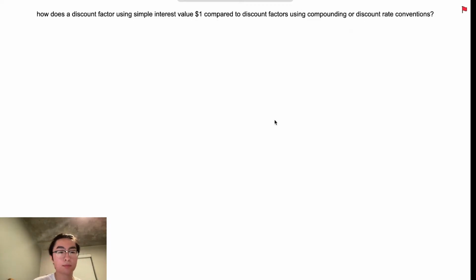Okay. How does a discount factor using simple interest value $1 compare to discount factors using compounding or discount rate conventions? So I think simple interest would value $1 differently, and I think it would value $1 more compared to using a discount factor that has compounding or maybe a discount rate. Discount rate and simple interest might be the same because they both apply some type of linear discount, they both introduce the idea of linearity.